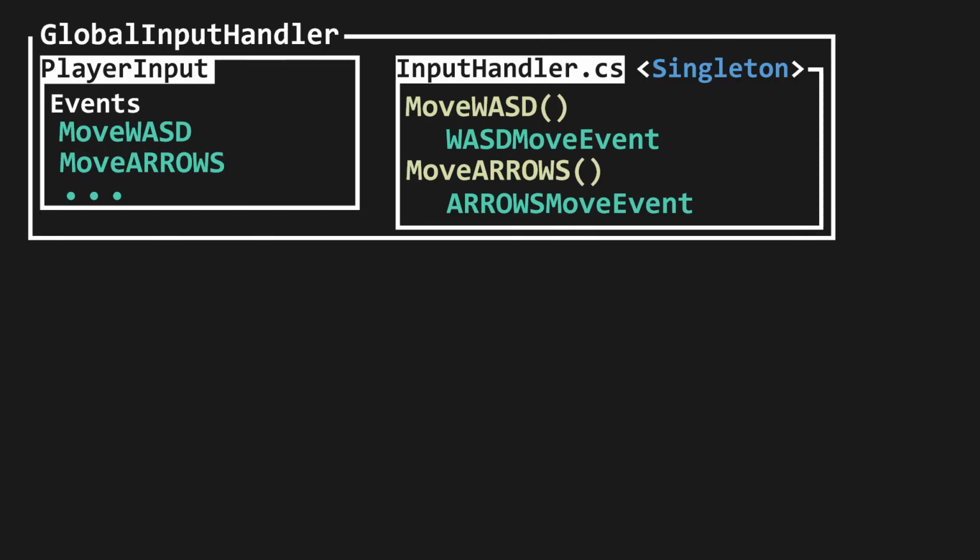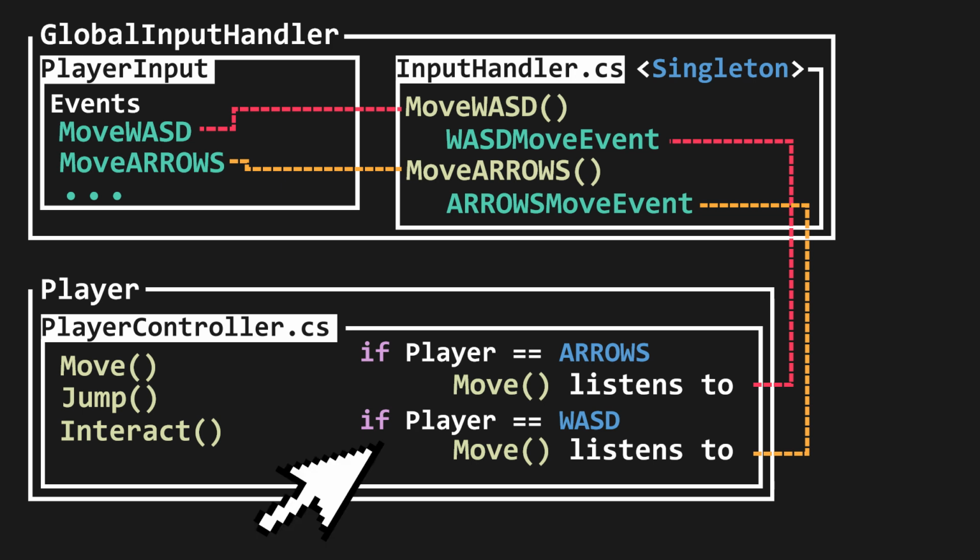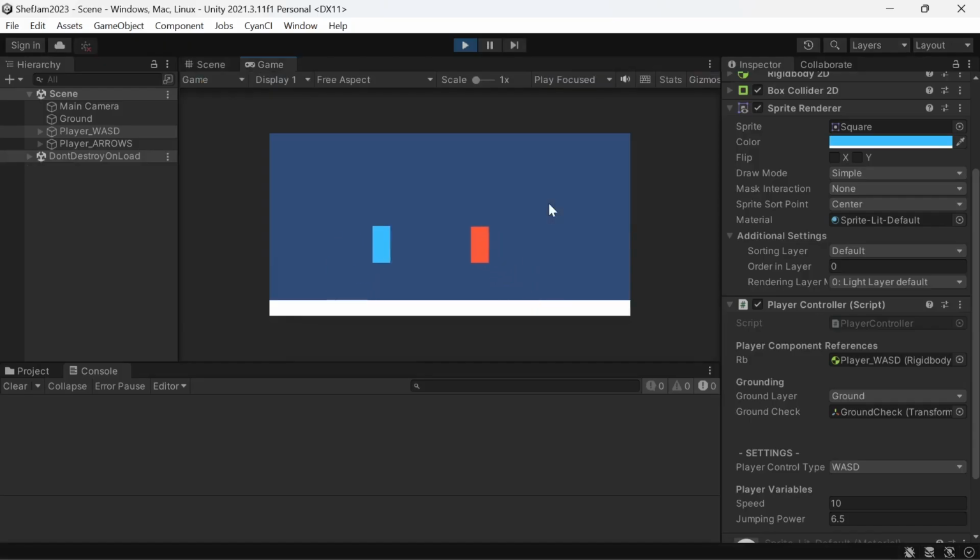I would have a central input handler that would respond to both WASD and arrows keyboard presses in the player input component, then in the player controller scripts, they would subscribe their own methods to the events they need. For example, the WASD player subscribes its move method to the WASD move events of the handler, and the arrow player subscribes its move method to the arrow move events of the handler. It took a bit of time to configure, but getting it working gave me a nice foundation for movement.